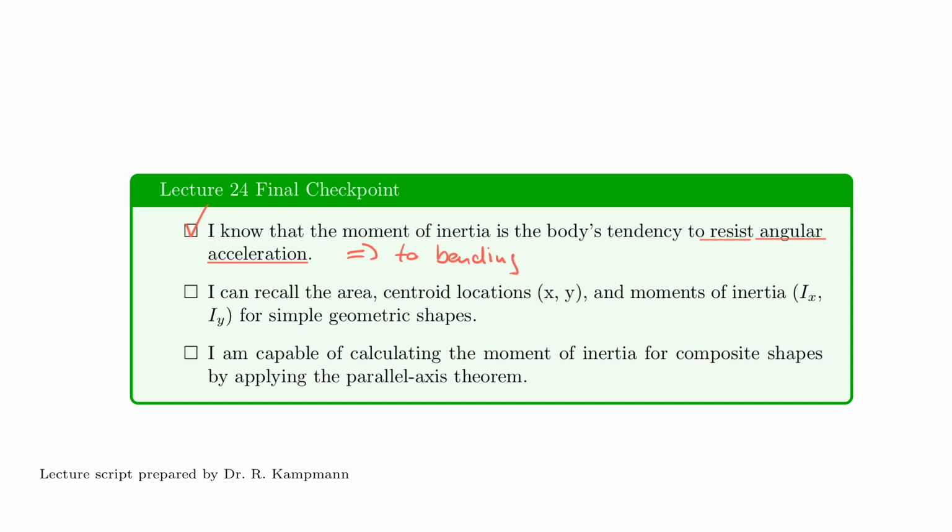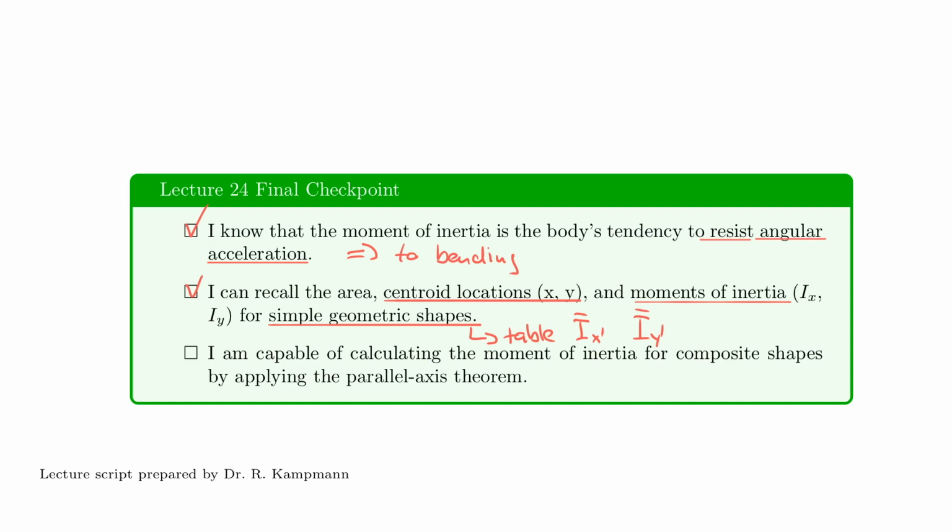You, of course, still remember how to calculate the centroid location. You can still do that. And you can also now calculate the moment of inertia for individual simple geometric shapes. And again, this is what we were talking about in the table, and we called that I bar x prime and I bar y prime. So that I can check off as well, because that was the initial portion of the lecture.